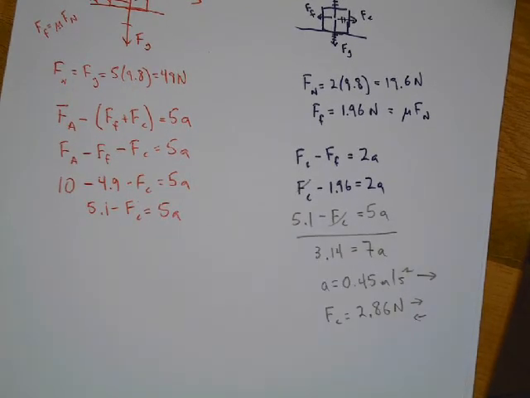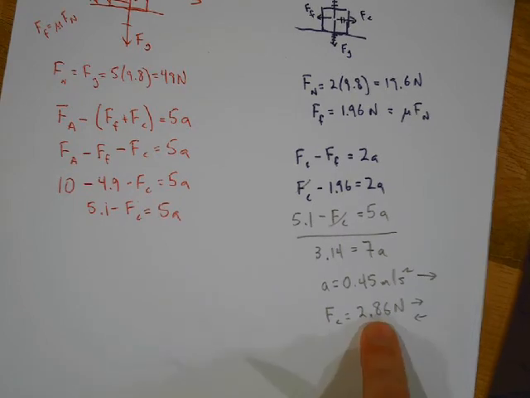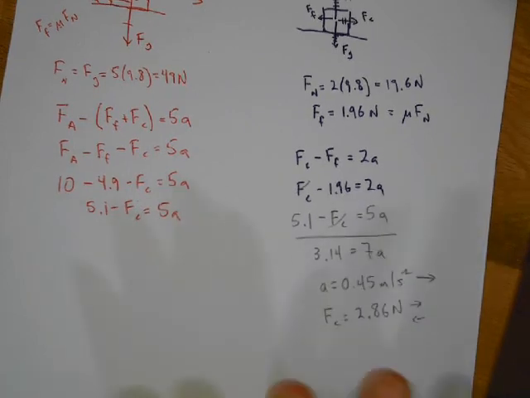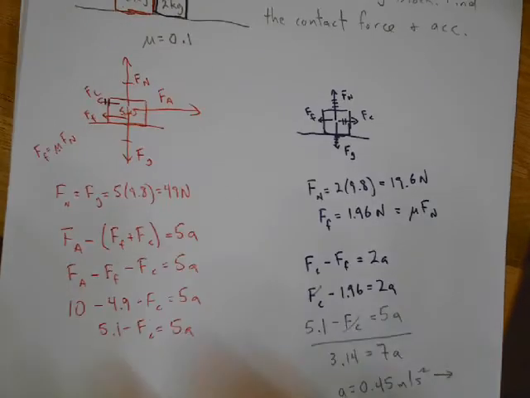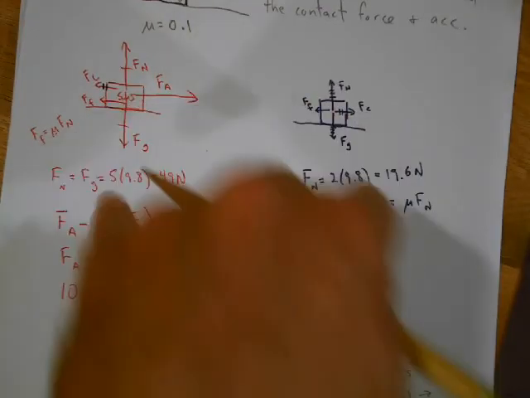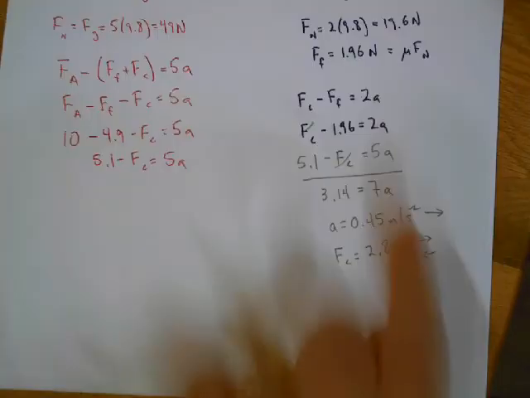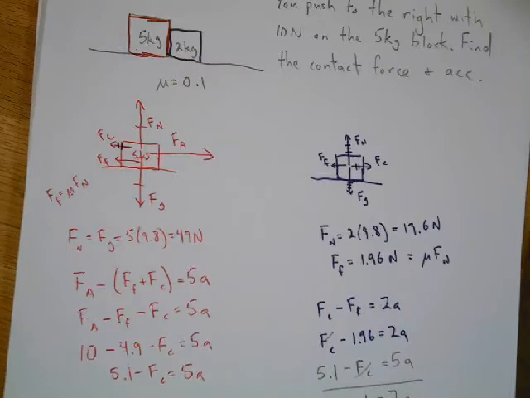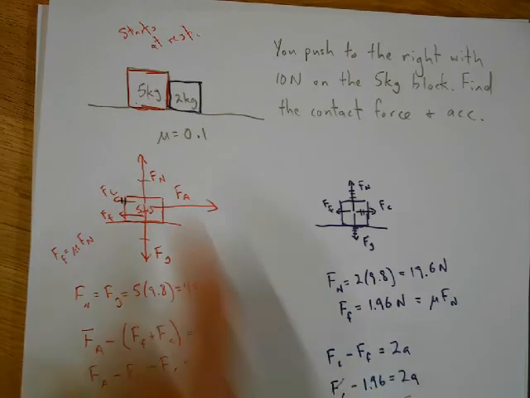Okay, let me plug it into this one just to check it. So if I say 5 times 0.45, and then I go 5.1 minus that answer, hey, look, I get 2.86. It's rounding a little differently, but you get the same thing. Okay, so that's how you do it that way. Draw your, again, same steps as always: picture, equations from your picture, and then you solve.